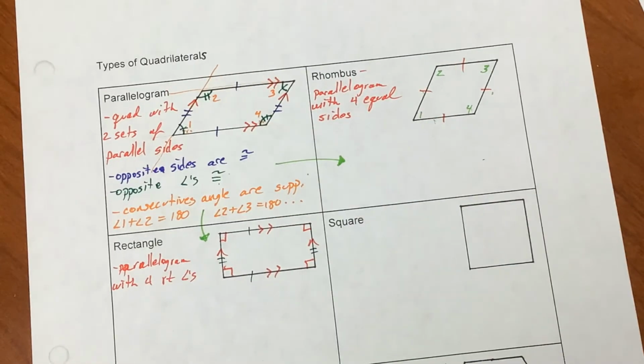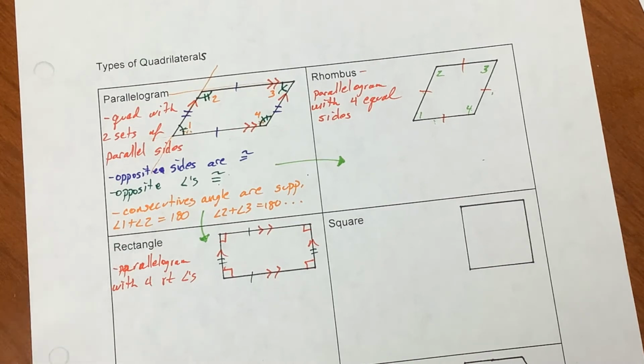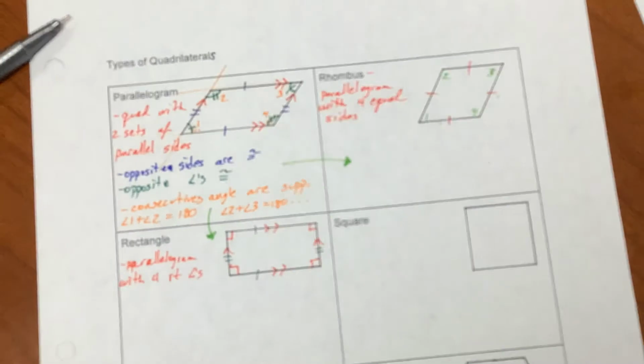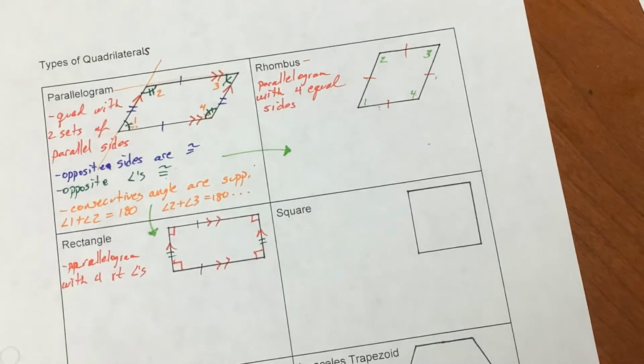So a rectangle is just a parallelogram with 90-degree angles, and that's what the definition is. Again, it follows all the characteristics of a parallelogram. So every rectangle is a parallelogram, but again, not every parallelogram is a rectangle. All right, square covers it all.